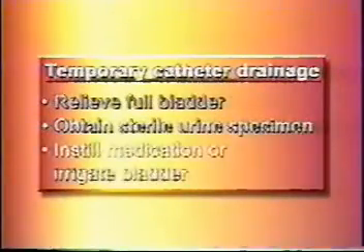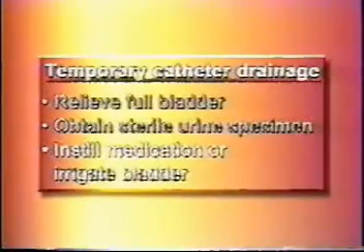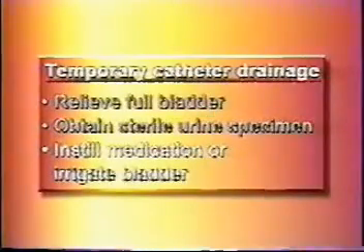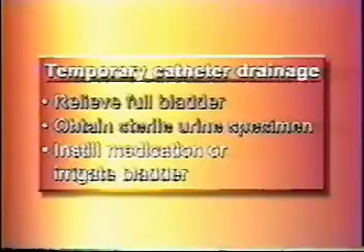For obtaining a sterile urine specimen, a straight catheter may be used. To cleanse or wash out the bladder by instilling sterile solutions and medications through the catheter tubing, this cleansing procedure is known as an irrigation, and a temporary catheter may be used. Sometimes the catheter may be used to drain the urine continuously.